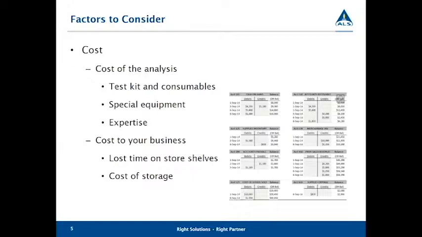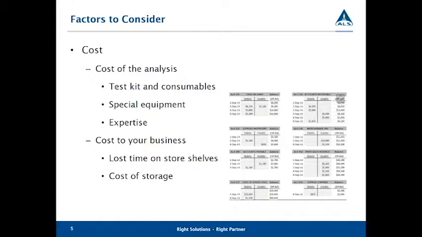The third thing to consider is the cost. And cost has two major components. The cost of the analysis, which is a direct cost, and that has several factors within it. The cost of the kit and the consumables, the cost of any special equipment that's needed to perform that test, and then the cost of the expertise that's needed to perform that test as well. Some technologies require very little expertise, and some require a high degree or high level of expertise in order to interpret. And then there's also some indirect costs or costs not associated with the actual analysis that should be considered.